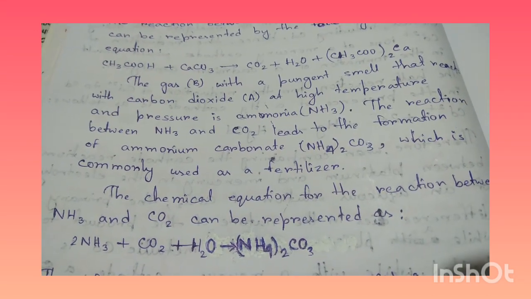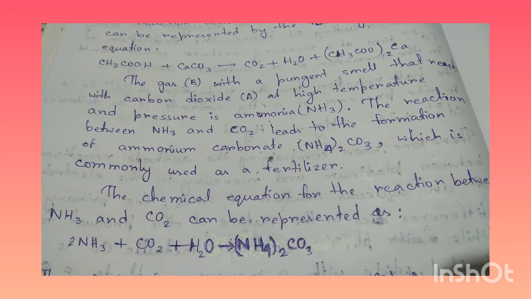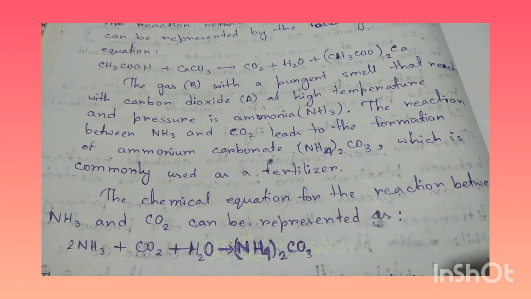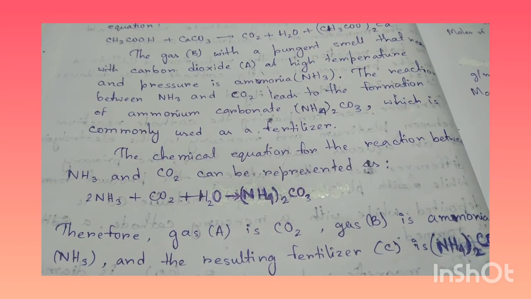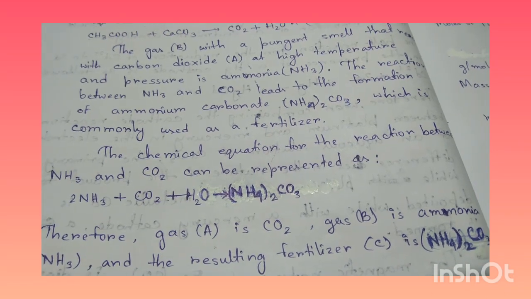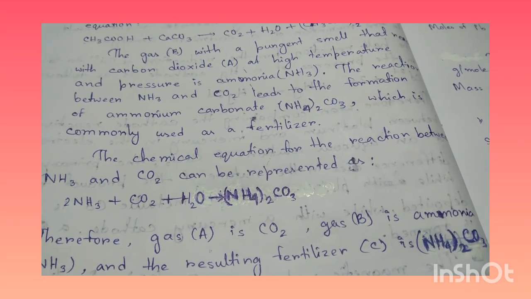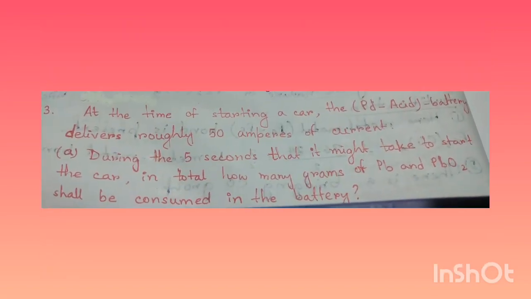If you want to get full marks in your JBNSTS exam, then you have to write chemical equations. Therefore, gas A is CO2, gas B is ammonia NH3, and the resulting fertilizer C is (NH4)2CO3. That's it. Question number 13.